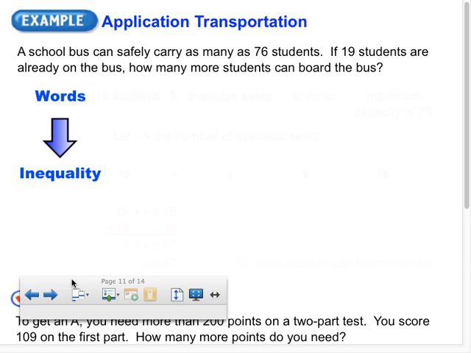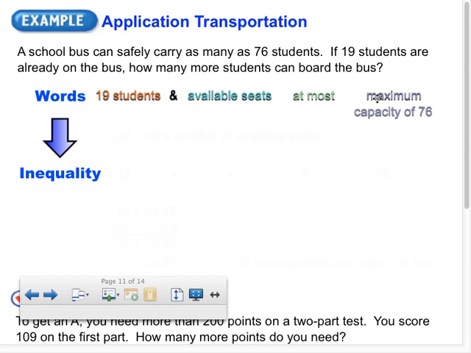So we have a maximum capacity, right? And so we need to think about, what is my inequality going to be? Go ahead. We don't want to be greater than the maximum capacity. Less than or equal to. So you're thinking right, but we didn't want to have more than 76. If we have more than 76, that bus might tip or something, and something might happen. We don't want to exceed the maximum capacity of 76. So at most, 76. So here we had 19 students already on the bus. Then we have the available seats, and it has to be less than or equal to the max number of seats, which is 76. Okay? Question?